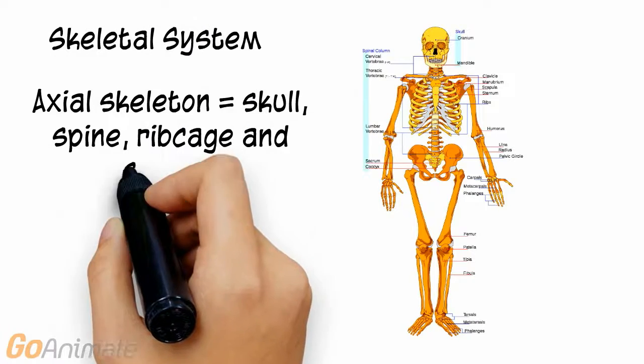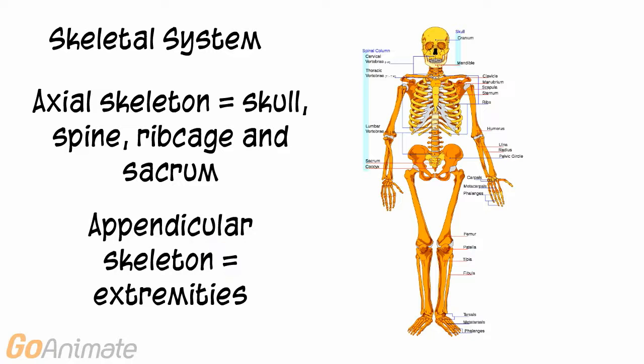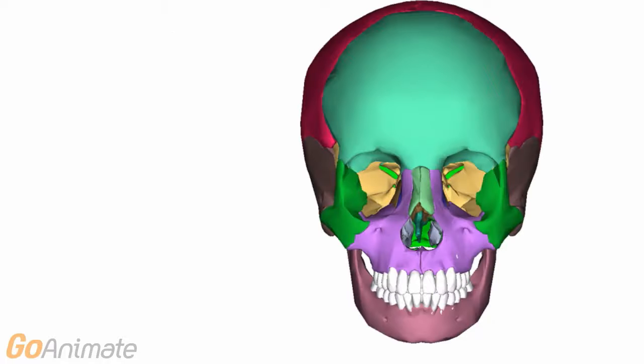The entire skeletal system is divided into two main sections. The axial skeleton contains the skull, spine, rib cage, and sacrum. The appendicular skeleton contains the arms and legs or extremities. Let's look at the skull in more detail.